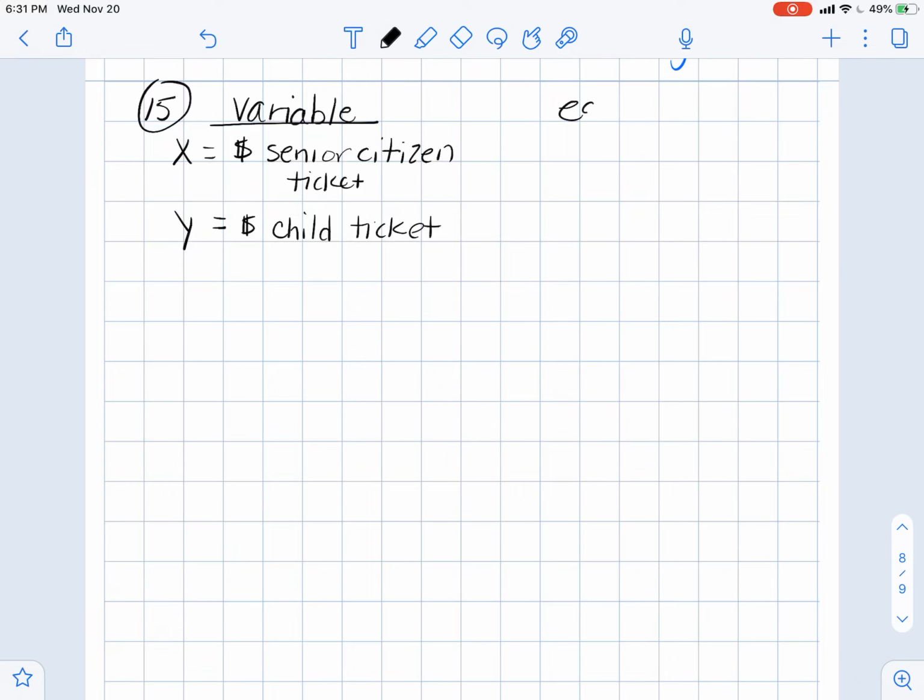Now we're going to get our equation. So we did 11 senior tickets, and they cost x dollars a piece, so 11x. We've got 10 child tickets, so plus 10y, and that's going to equal, what did it say, $143. Okay, then the next day, they sold 4 senior citizen tickets and 5 children tickets, and it was $67. So now we have our 2 equations.